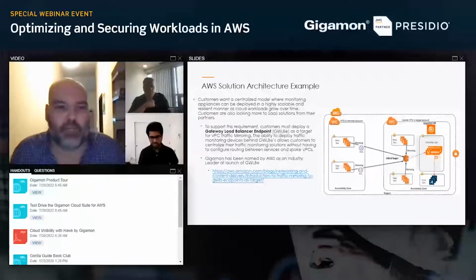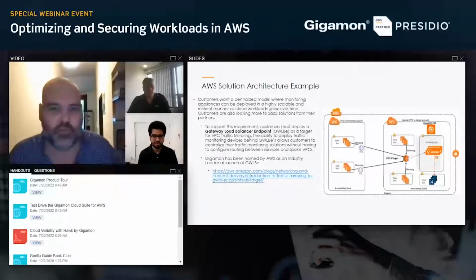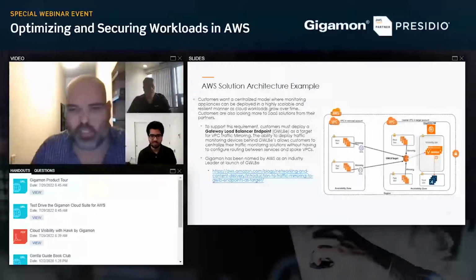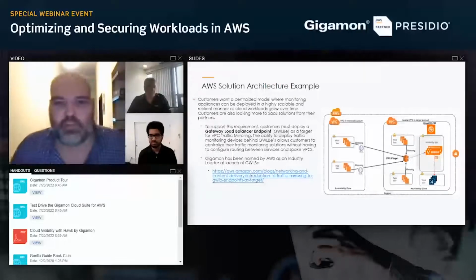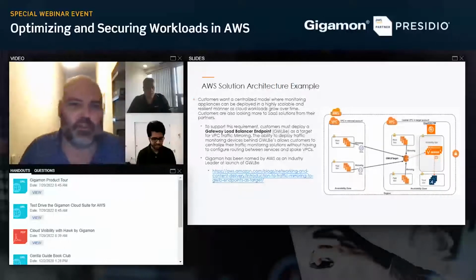right? Gigamon was actually one of the first to integrate with Gateway Load Balancer, so you can see that in the architecture diagram here. It's going to our V-Series, which is the engine that lives in the cloud, and you can see Fabric Manager, which is the orchestrator for all of that. Faisal, would you agree that's a good summation of Gateway Load Balancer?